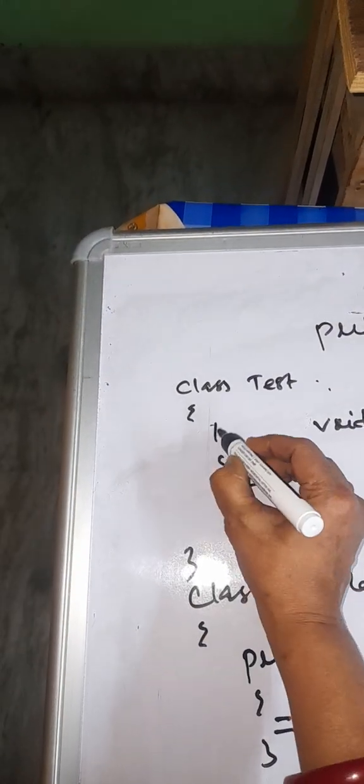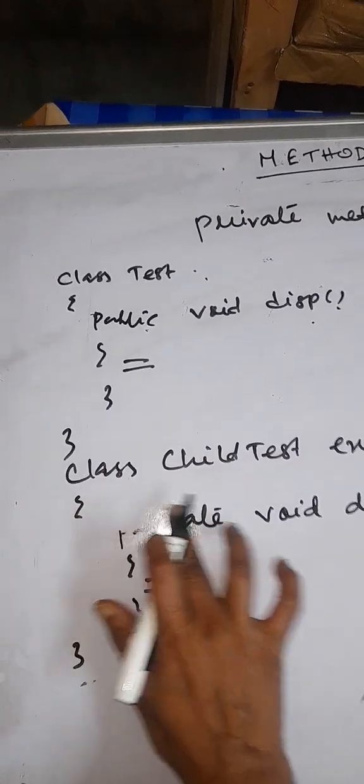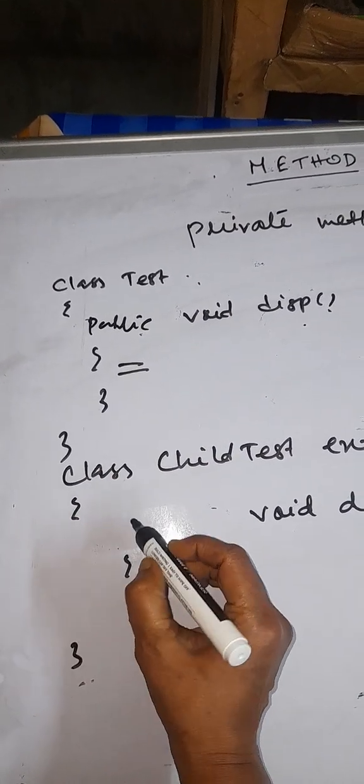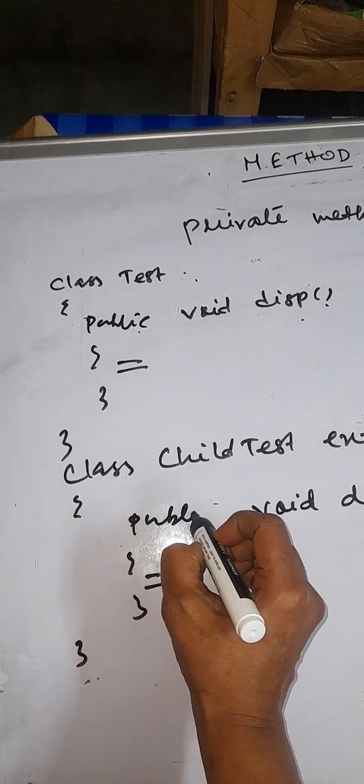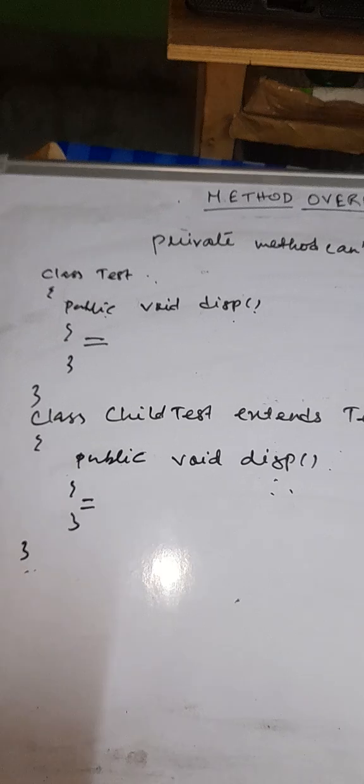If this one is public, then it is possible. If you declare it as public, then it is possible that you can override it within the child class. This one is possible. Clear? This one is the overridden method.